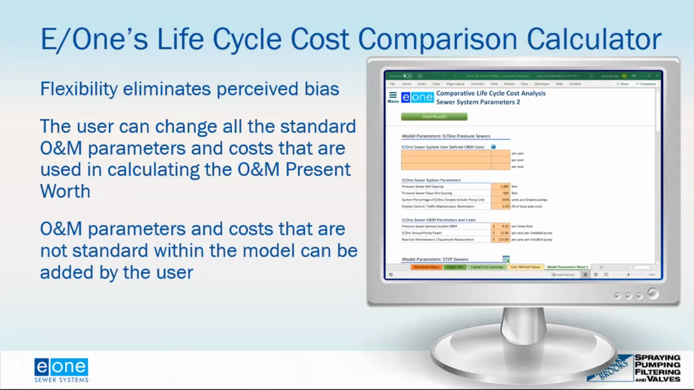When you're looking at the operation and maintenance requirements, that provides flexibility as well, where the user can go in there and change all the O&M parameters and all the O&M costs that are default values within the model. So if you think that you don't really need any gravity sewer maintenance, the user can go in there and change all of those parameters to 0. So we want to make sure that we have that flexibility.